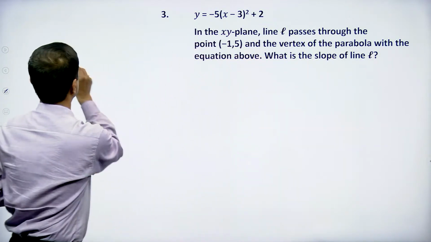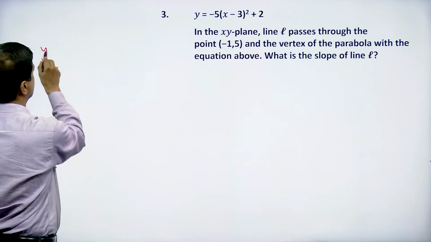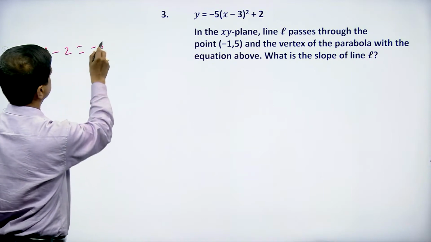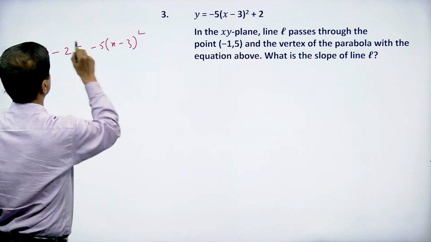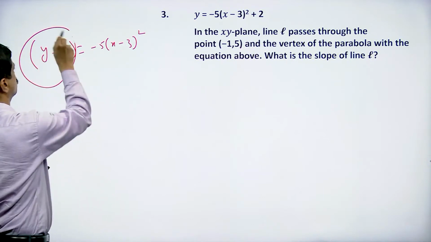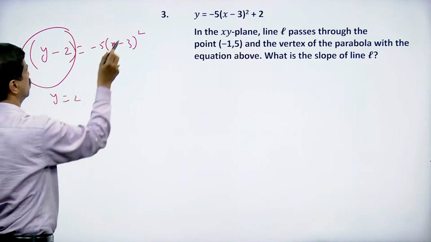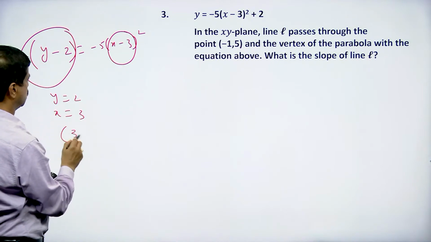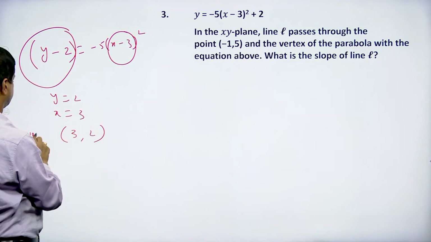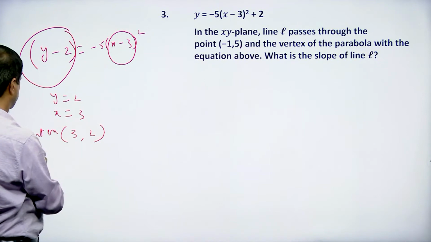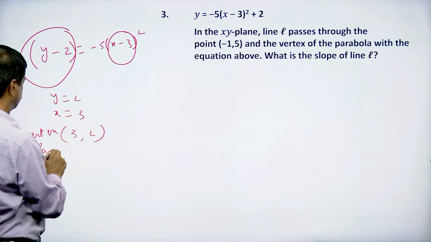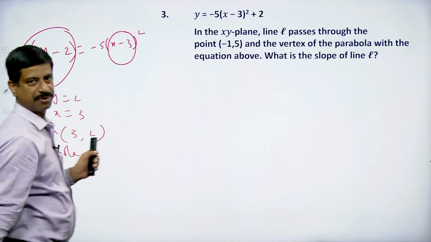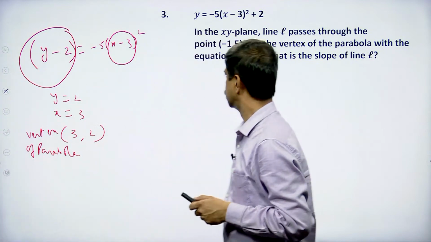So to find out the vertex of the parabola, I will take it as y minus 2 equal to minus 5 into (x minus 3) whole square. So equate this y part to 0, so you will get y equal to 2, and this x part to 0, x equal to 3. So the vertex of the parabola is (3, 2). Vertex of the parabola is (3, 2).